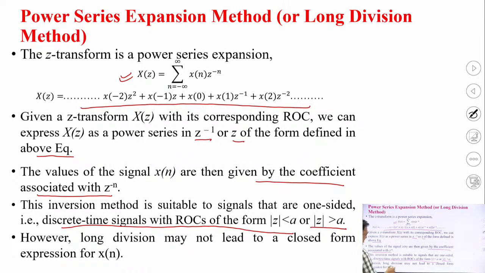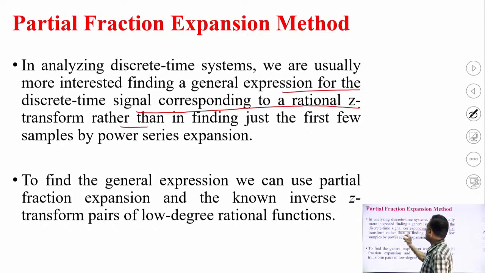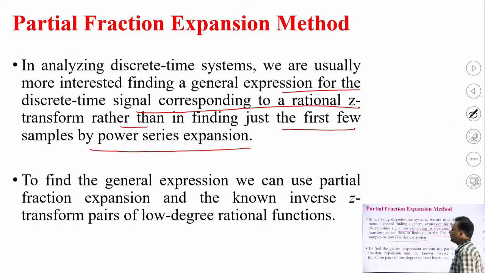The disadvantage is that long division may not lead to a closed form expression for x(n). The partial fraction method is the most useful method for finding the general expression for discrete time signals corresponding to a rational z transform, rather than finding just the first few samples by the power series expansion method. In the power series expansion method we only get a one sided signal, but here we will get the complete solution.